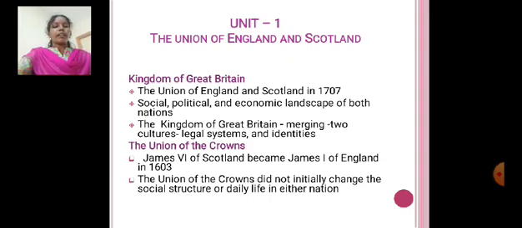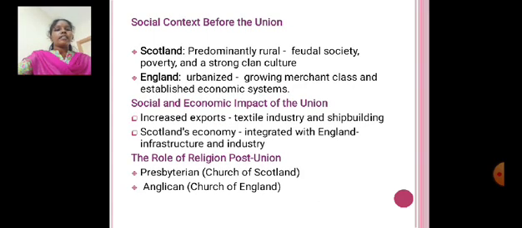The common people of the two nations can be divided into two categories: highland people and lowland people. The highland people lived in mountains, and the lowland people lived in valley sides. Next, the social context before the union. Before the union, Scotland was a rural feudal society with strong clan traditions, while England was more urbanized with a growing merchant class, and they had established some economic systems.